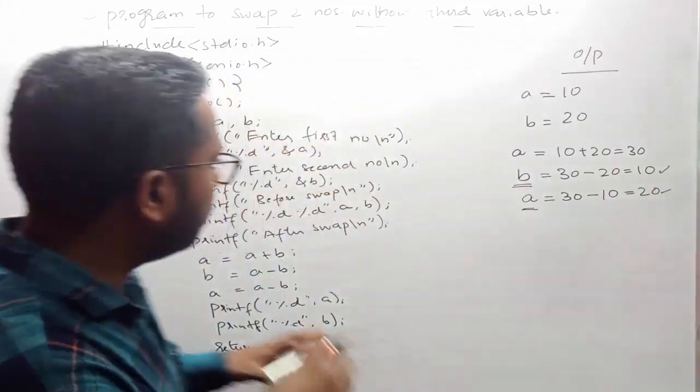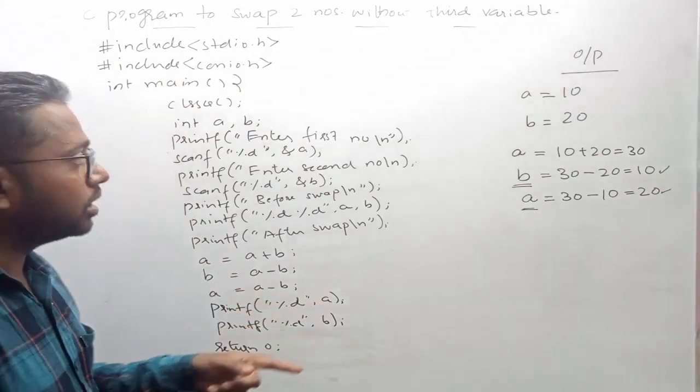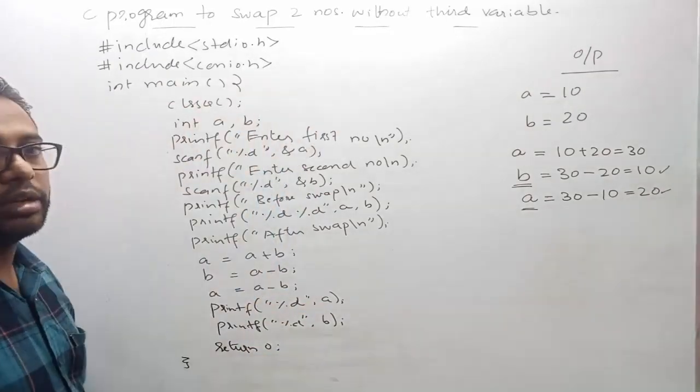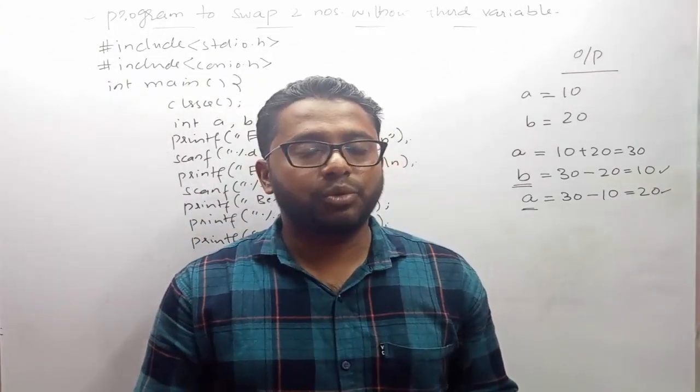So this is how you can write a C program for swapping the values of two variables without using the third variable. I hope you have understood everything regarding this C program.